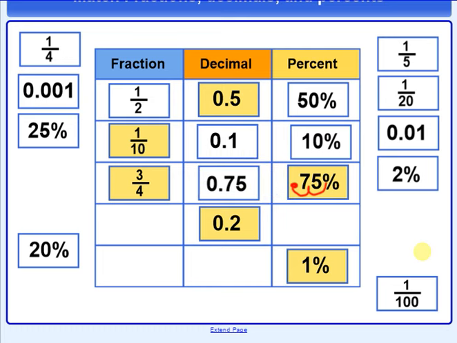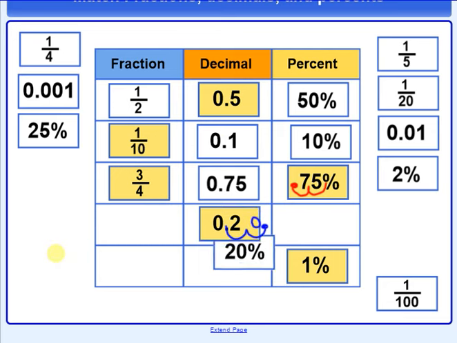There we go. So here I have 0.2, but I need the percent, so I need to move it over this way twice. So if I added a 0, it would be 20%. But what's the fraction? So that's 2/10. But what's 2/10 simplified? 1/5.